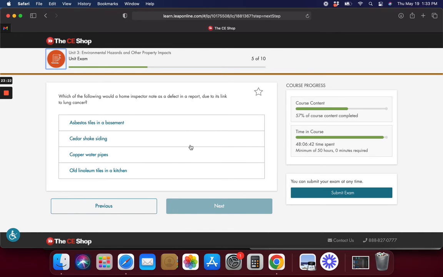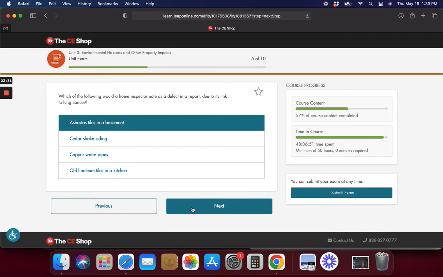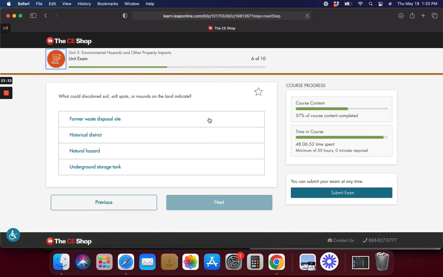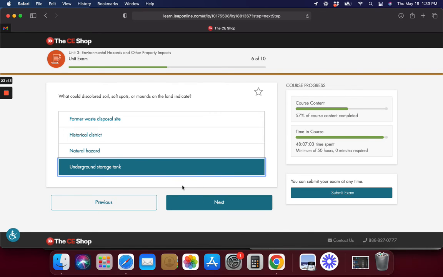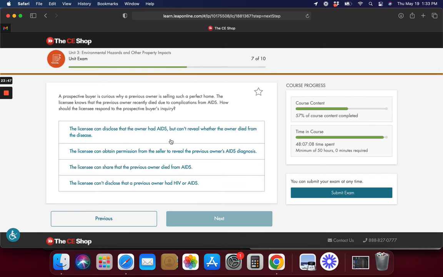Okay, which of the following would a home inspector note as a defect in the report due to its link to lung cancer? Asbestos tiles in a basement. Which could discolor soil, soft spots or mounds? Underground storage tank. It could be a former waste disposal, but I'm going to say the storage tanks.